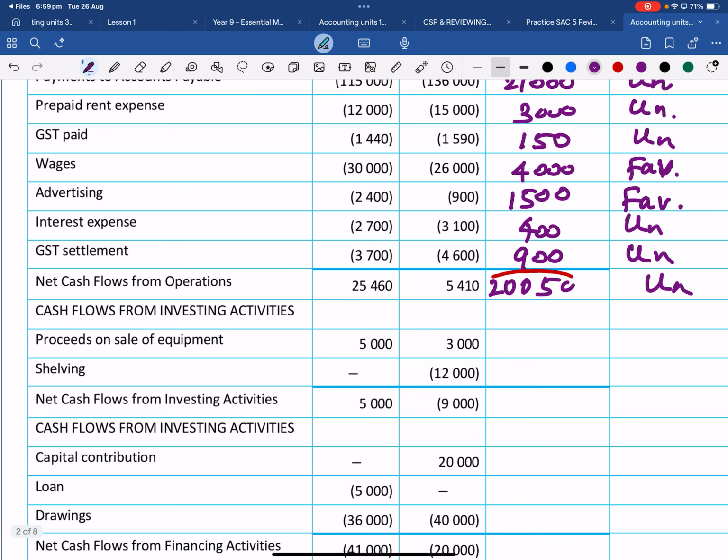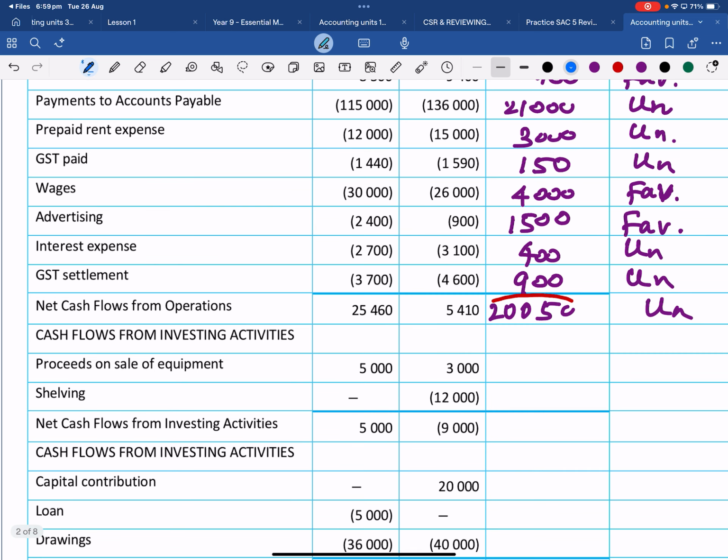Okay. Proceeds on sale of equipment. Good, bad? Bad. Why is that? We expected to sell it more. We received less on shelving. 12,000 is bad, because we have to consider this one as 0. We didn't budget, so technically it was 0, and 0 take away 12,000. So basically unfavorable, right?